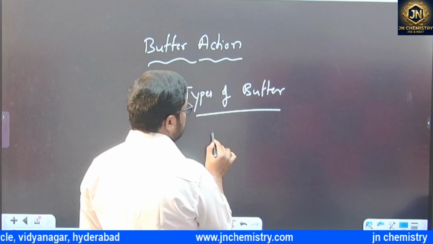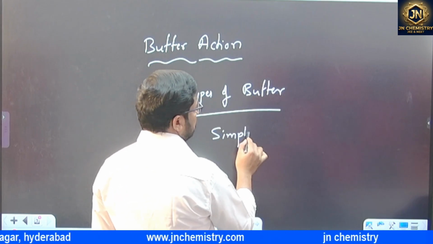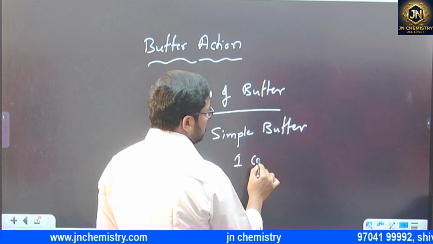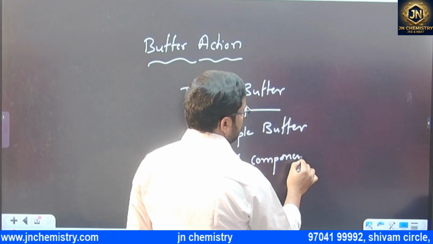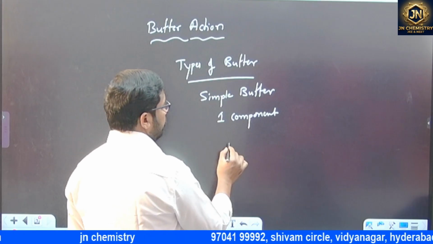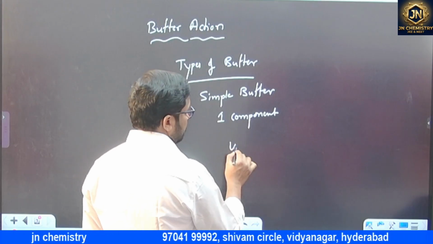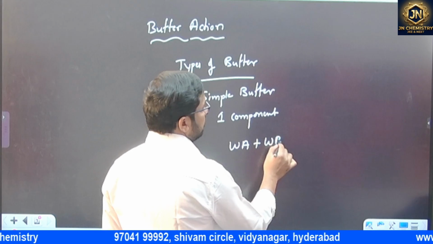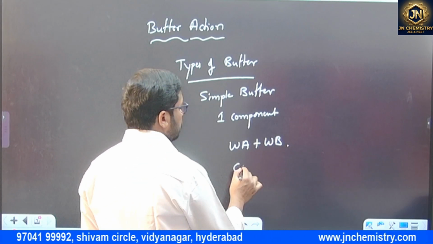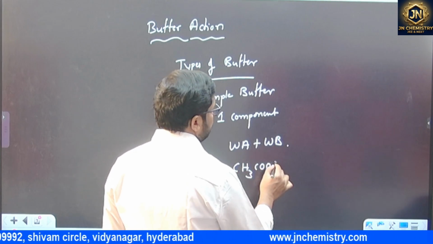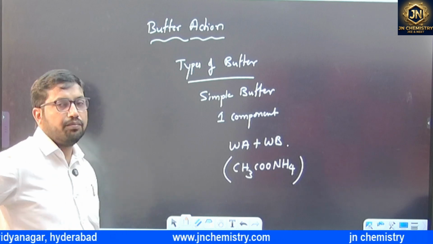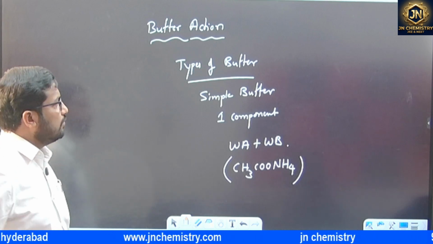Types of buffers. Simple buffer means one component. So we can say weak acid plus weak base, only one component is there. Salt means we can say salt of CH3COO, and this is not that important. Mixed buffer I already told you.